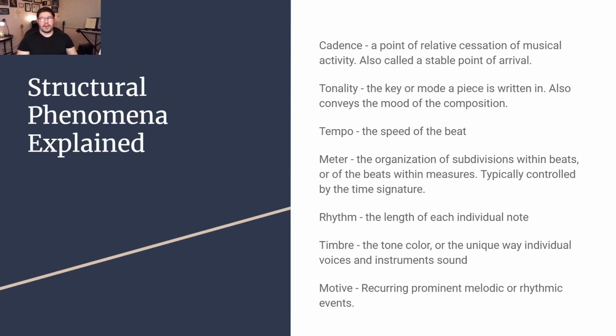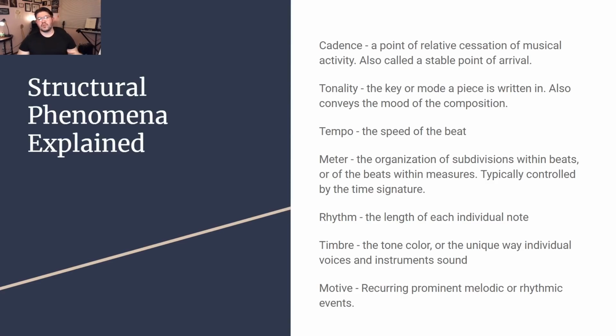So, motive, that last one, is a recurring, prominent, melodic, or rhythmic event. So, recurring means it happens over and over again. So, a motive is a recognizable piece of the song that you hear it and you're like, wait a minute, I've heard that before. And you hear it somewhere else in that composition, and it can signal that you are going back to a section that made use of that motive.